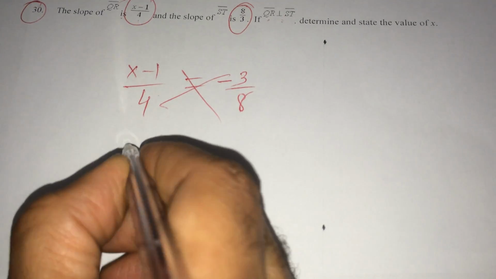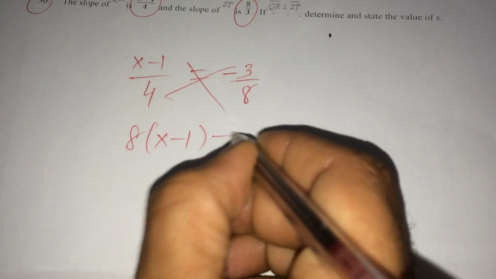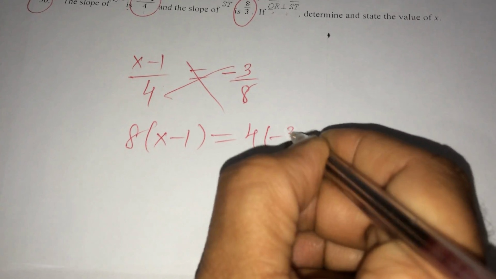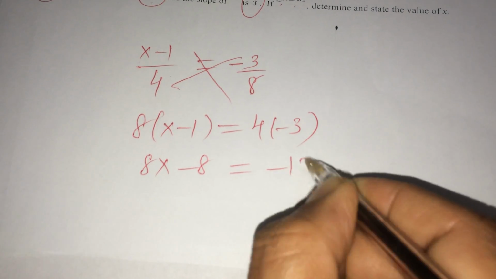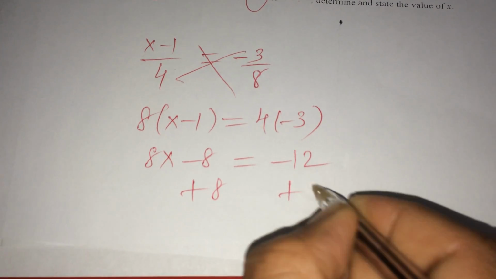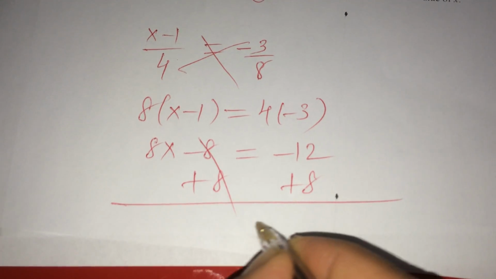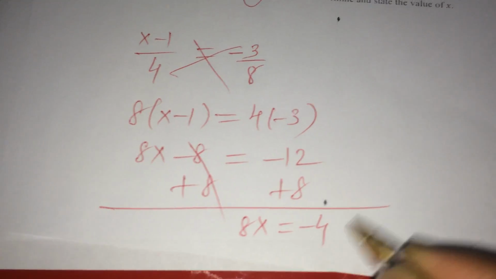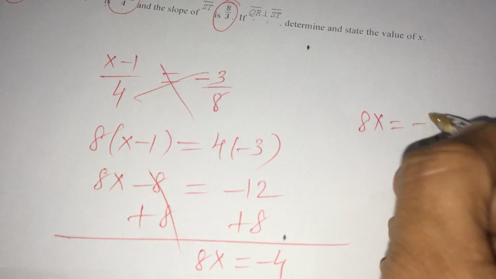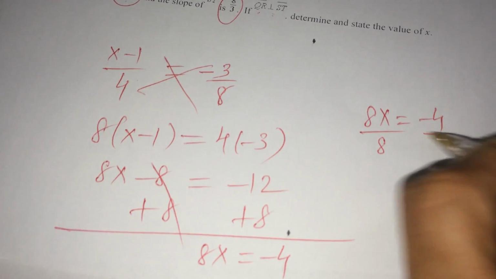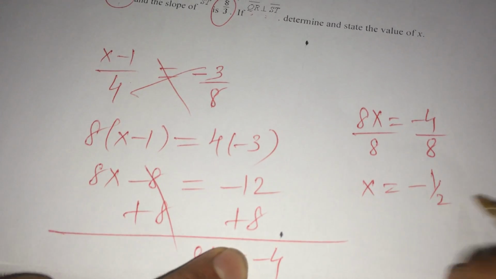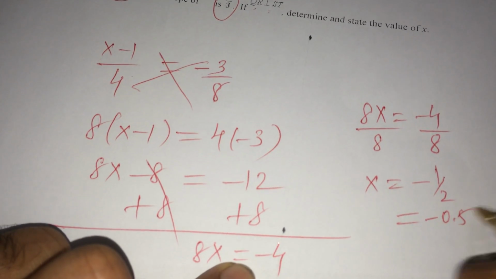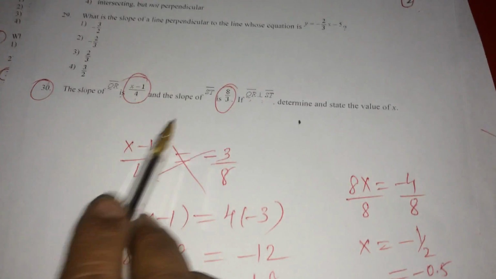Therefore I can cross multiply now, 8 times (x minus 1) and 4 times negative 3. Thereby I get 8x minus 8 is equal to negative 12. Add 8 on both sides, then you get 8x is equal to negative 4. When you divide both sides by 8, you will get x equal to negative 1/2 or negative 0.5. Like that you have to do this problem.